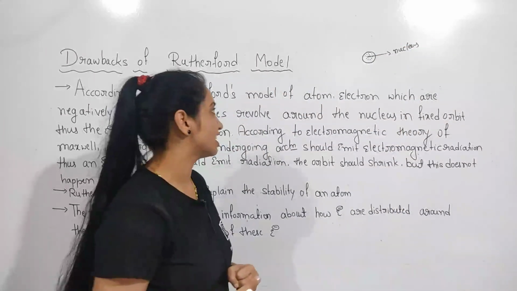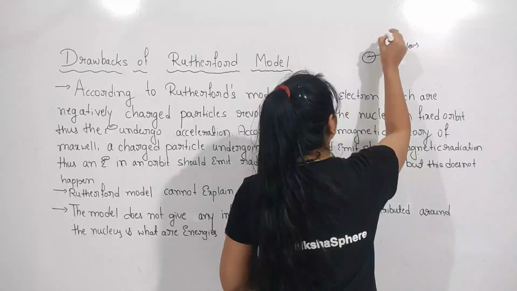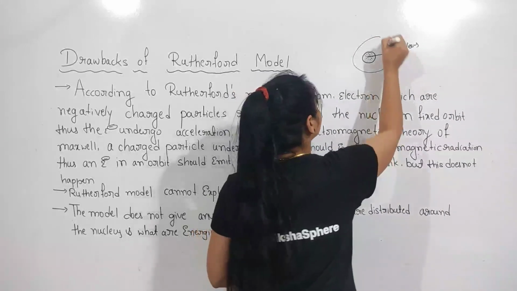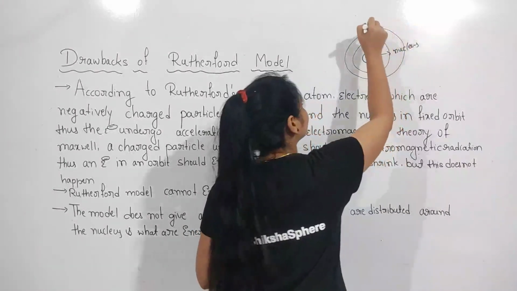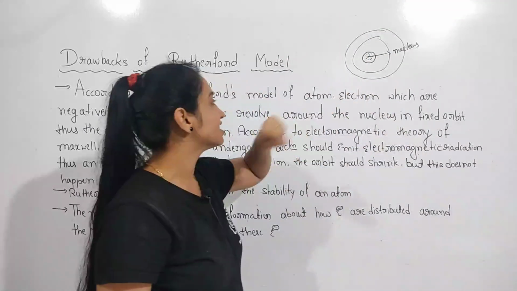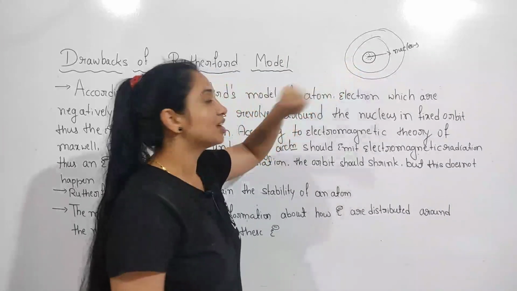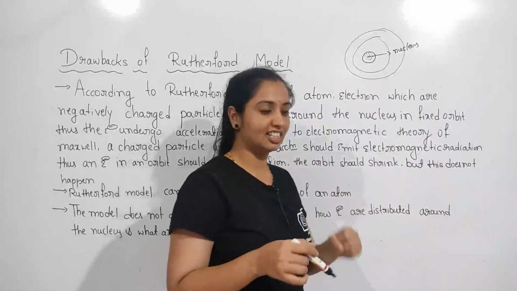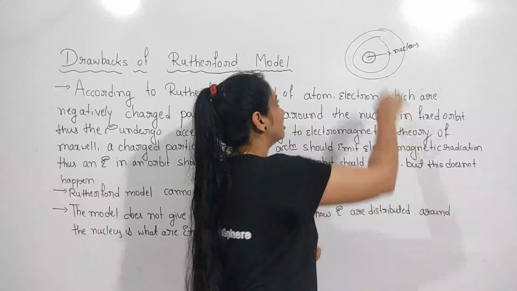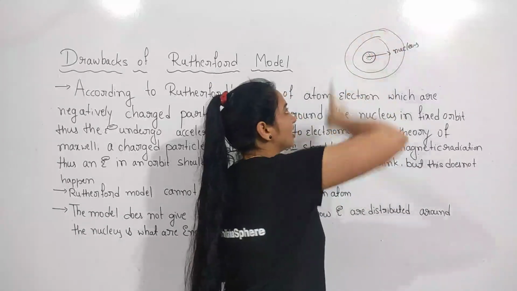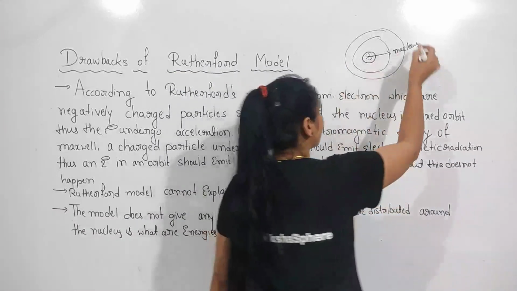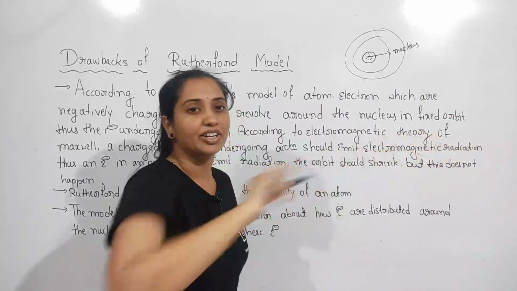And the next point he says is that the negatively charged particles like electrons are revolving around the nucleus in an atom in a fixed circular path, and that path is called an orbit. He compares this structure of an atom to our solar system, how the earth revolves around the sun. Like this, electrons revolve around the nucleus in a circular path called an orbit. So this is the idea about the structure of an atom according to Rutherford.